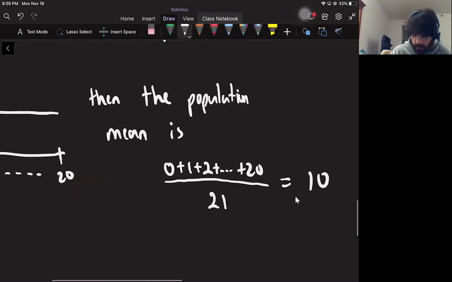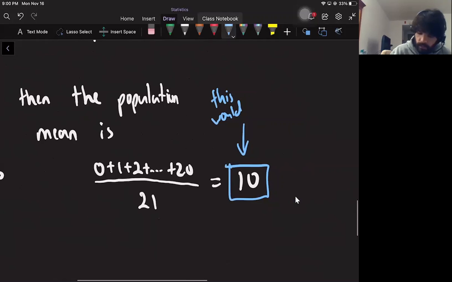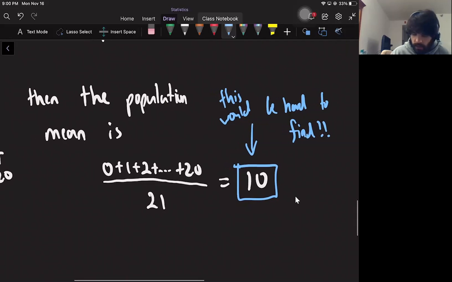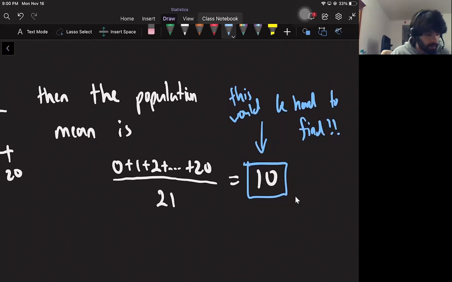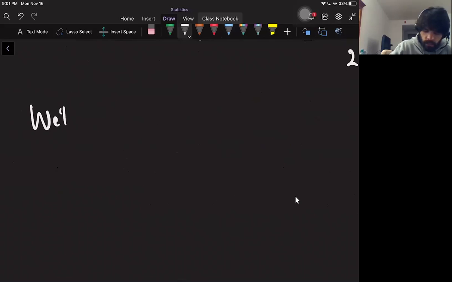So the key is, generally, in other places, not here of course, this would be hard to find. I wouldn't know that it's 10. In this situation, just because I created it a specific way, I could just calculate the mean. But in other situations, I wouldn't be able to find the mean of the entire population. So instead, because I don't know that mean, what I would do is take a sample.